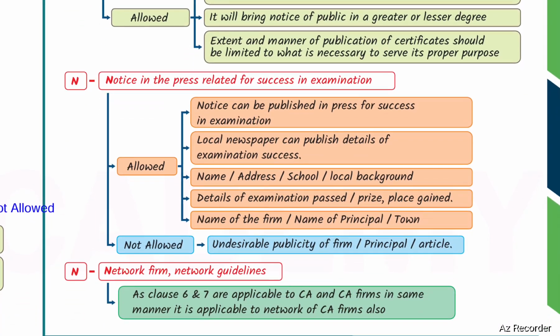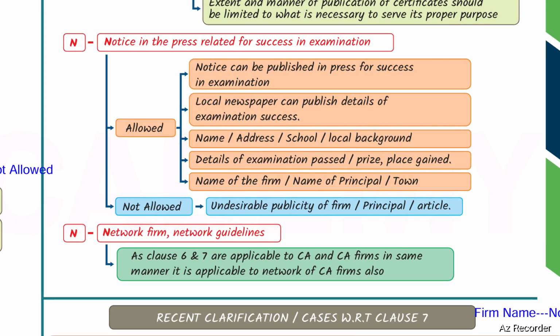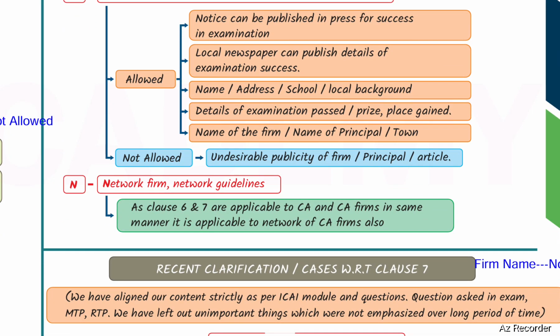Notice in the press related to success in examination. Notice can be published in press for success in examination. Local newspaper can publish details of examination success, name, address, school, local background. Allowed: details of examination passed or prize or place gained. Allowed: name of the firm, name of the principal or town. Not allowed: undesirable publicity of the firm or principal or article.